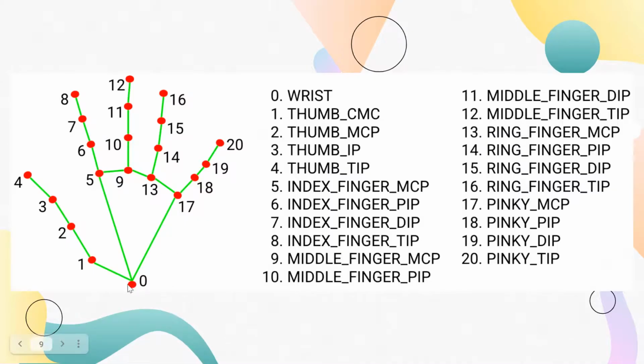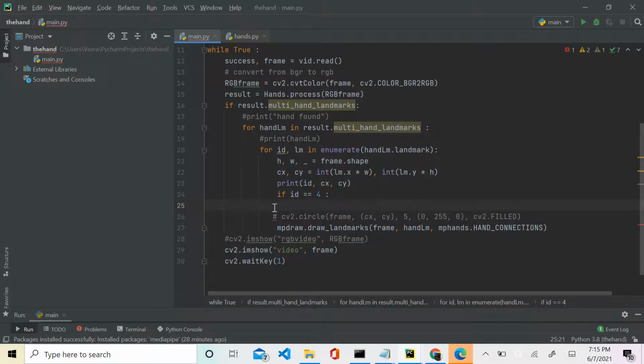In the 0th iteration, it would go over here. In the first iteration, it would go over here. In the second iteration, it would find these values. Third iteration, these values. And fourth iteration, these values. Since we want to only get the x and y values of the fourth iteration, we can put it over here.